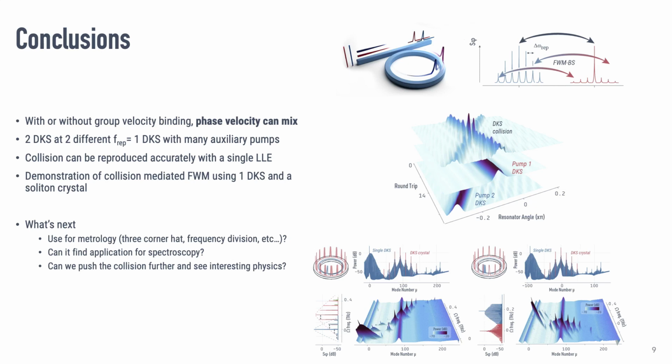Can we find an application for spectroscopy? Because all of a sudden you have this area where you have a huge density of quantities, and because they both carry both FREP, can you do some aliasing and stuff like that that can be interesting for spectroscopy? And like I discussed, can we push further to see interesting physics like wave-particle duality, etc.